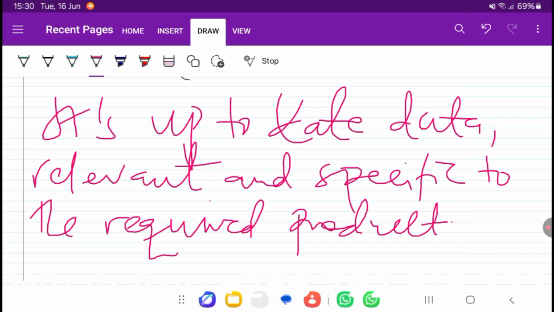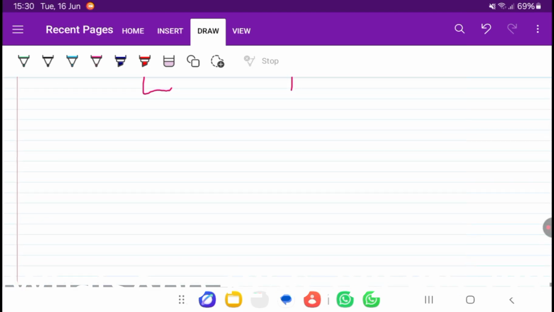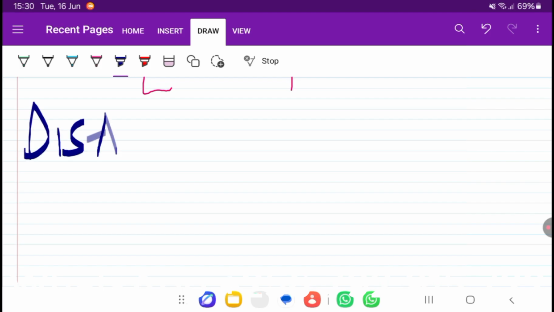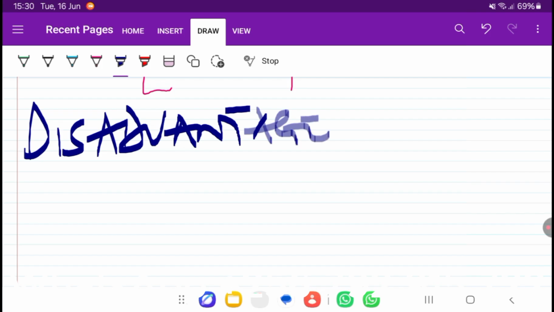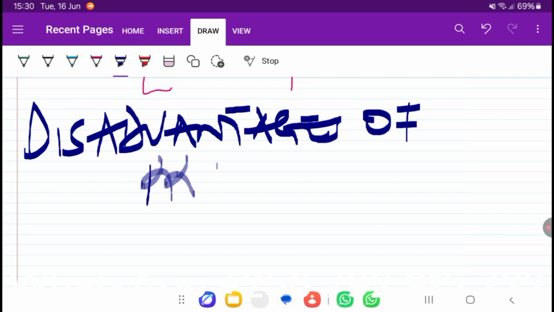So that's all that we can talk about as far as the advantages of primary data are concerned. And now what we are going to look at are the disadvantages. Of course, we know whatever has an advantage has a disadvantage. So let's look at the demerits, or the disadvantages of primary data.